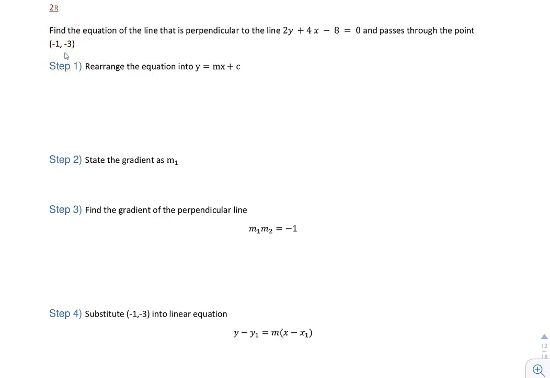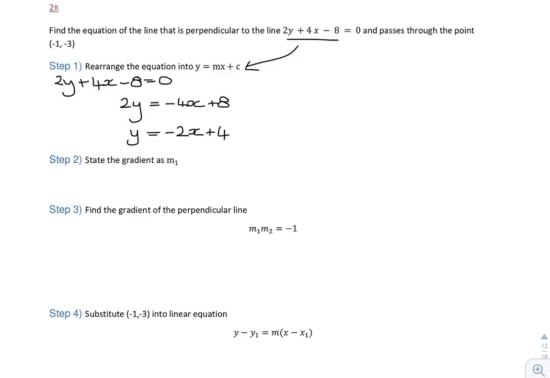Our very first step when doing this is to take this equation and rearrange it into the form y equals mx plus c. So doing this, I'm going to minus the 4x and plus the 8, and then divide by the 2, leaving me with y equals -2x plus 4.